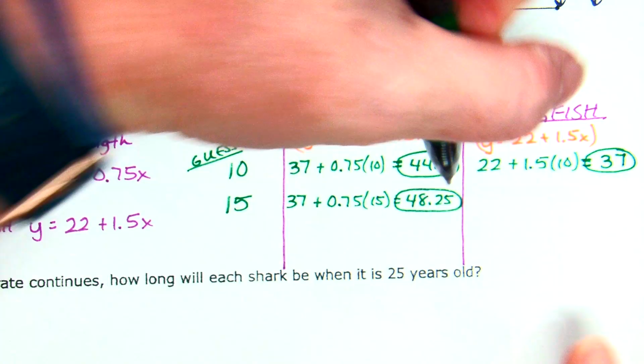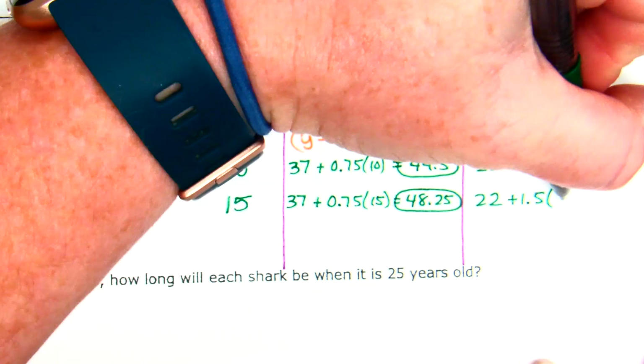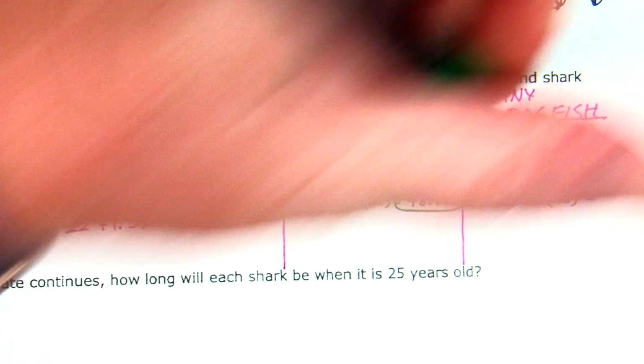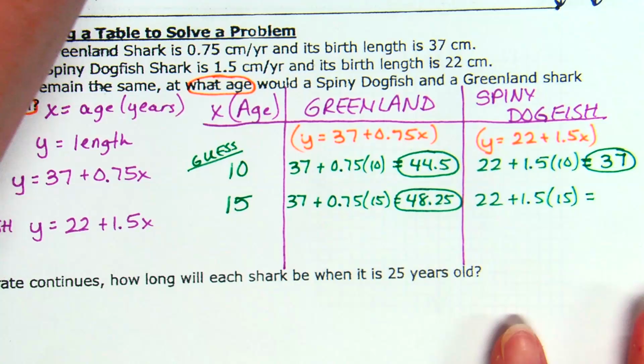Okay. Check out the spiny dogfish. 22 plus 1.5 times 15. What was it? 44.5? I found it.